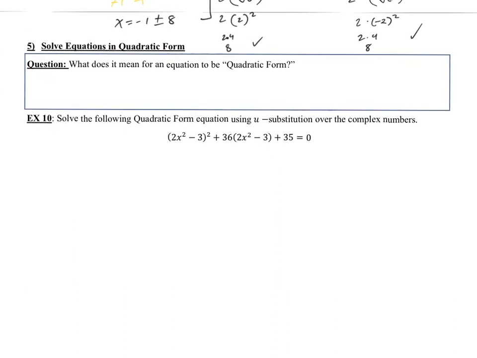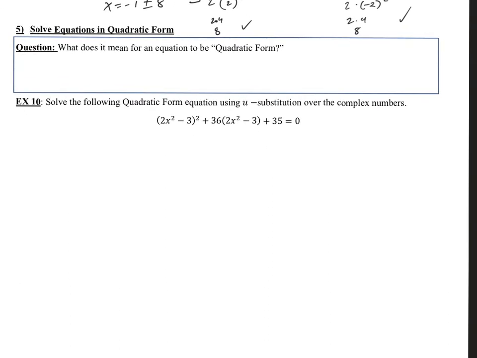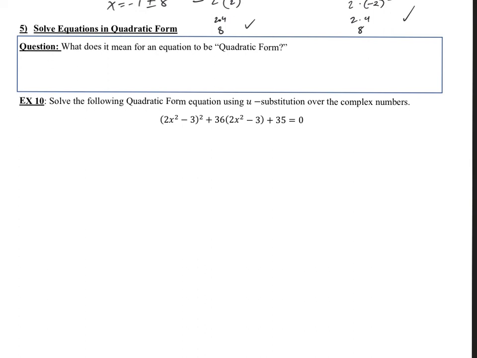Okay. So a lot of the problems in this section, you do need to check your answers. I believe this is the last objective for 1.6. We're going to look at equations in quadratic form. Now, what does it mean for an equation to be in quadratic form? Well, it looks quadratic because you have one item in the equation, and then you have the square of that item.